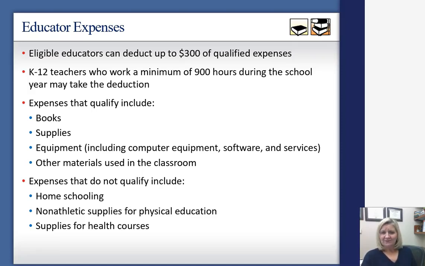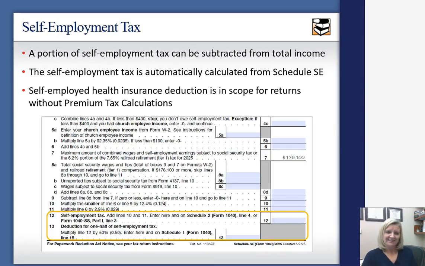So books and supplies for their classroom, other materials used in their classroom. Expenses that do not qualify: non-athletic supplies for physical education, supplies for health courses, or homeschooling. So most K through 12 teachers are going to easily come up with $300, but just make sure they get that adjustment to their income.